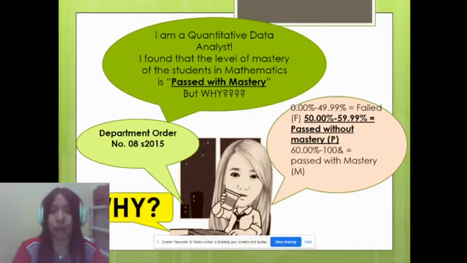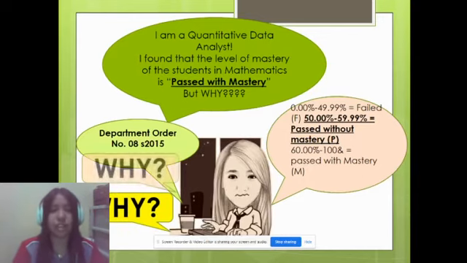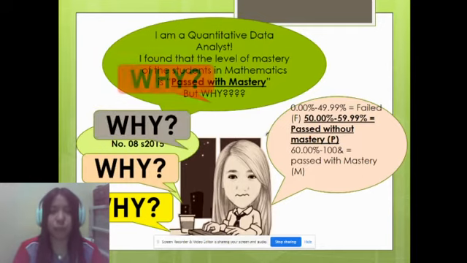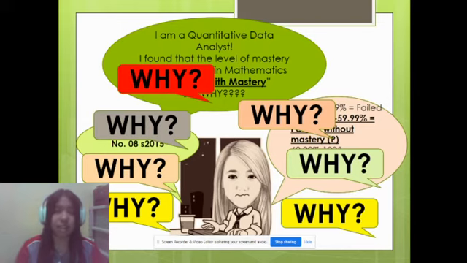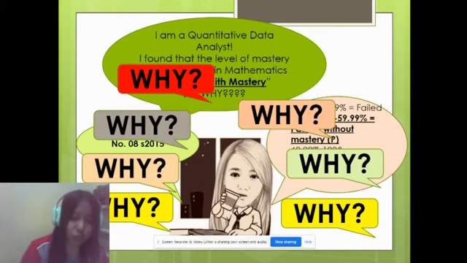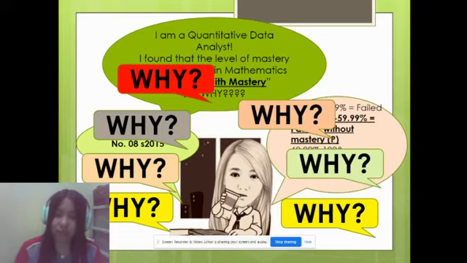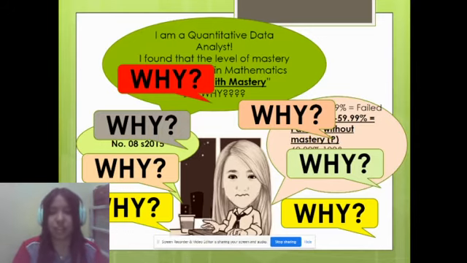But why? So I cannot actually answer the question why, because my data is limited to quantitative data. All I can say is because that is what the students got. It is because that is based on the DepEd order and nothing more than that.